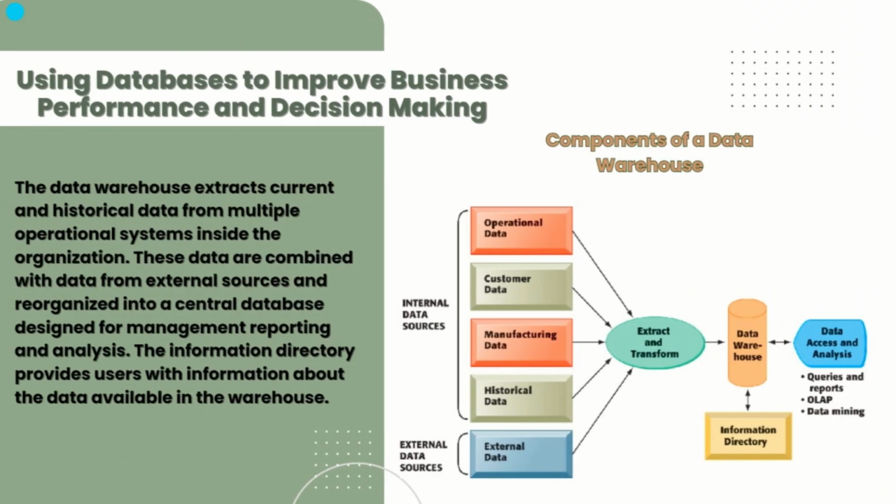The data warehouse extracts current and historical data from multiple operational systems inside the organization. This data is combined with data from external sources and reorganized into a central database designed for management reporting and analysis. The information directory provides users with information about the data available in the warehouse.